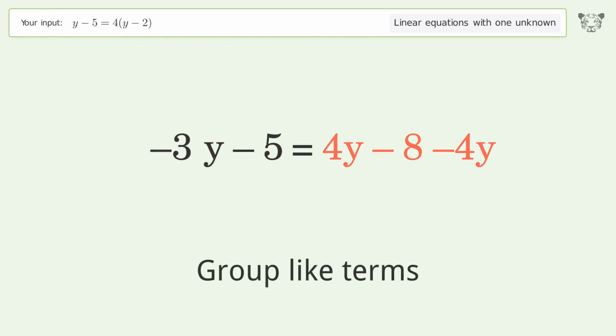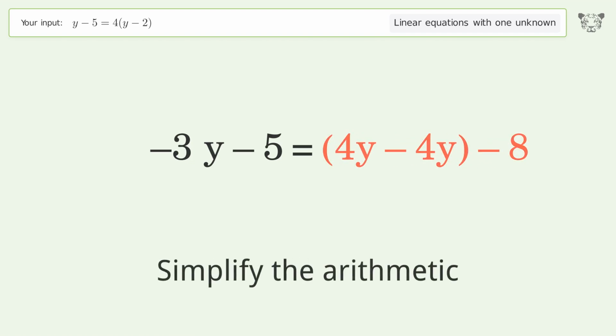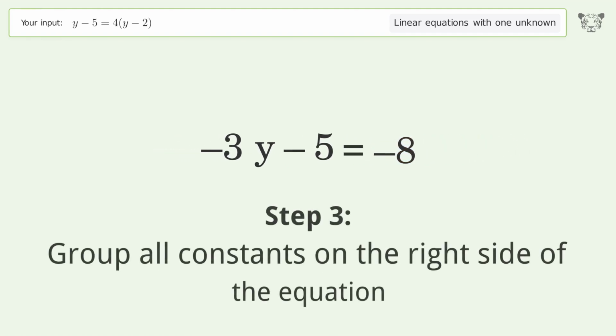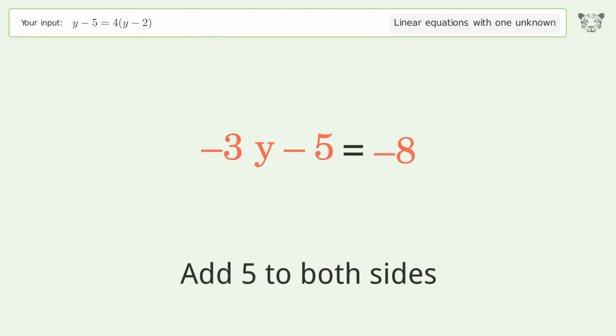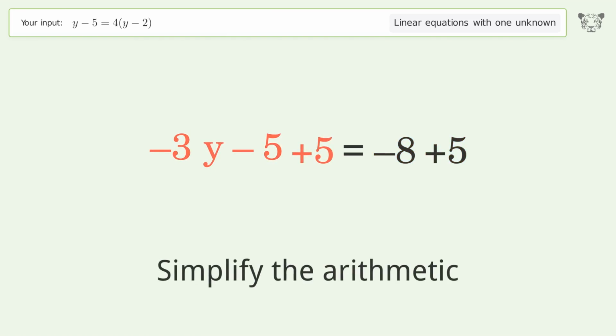Group like terms. Simplify the arithmetic. Group all constants on the right side of the equation. Add 5 to both sides. Simplify the arithmetic.